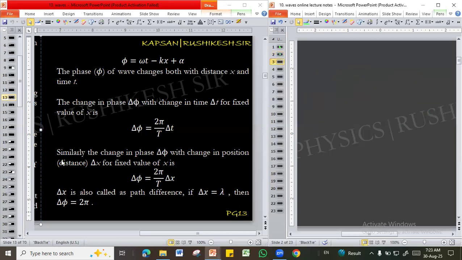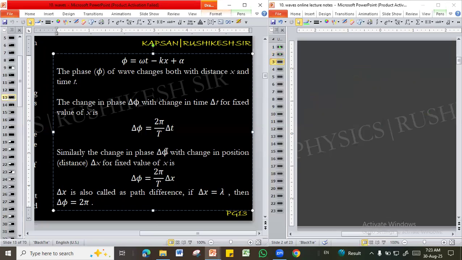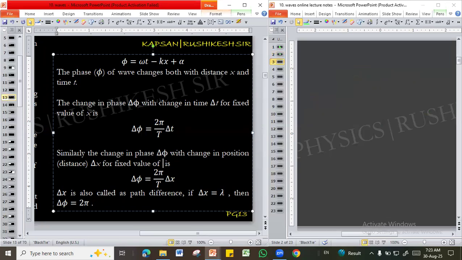What if we want to calculate change in phase of the wave with change in position, that is delta x, for the fixed value of time? Here we have to write fixed value of time. If you fix the time, what does that mean?